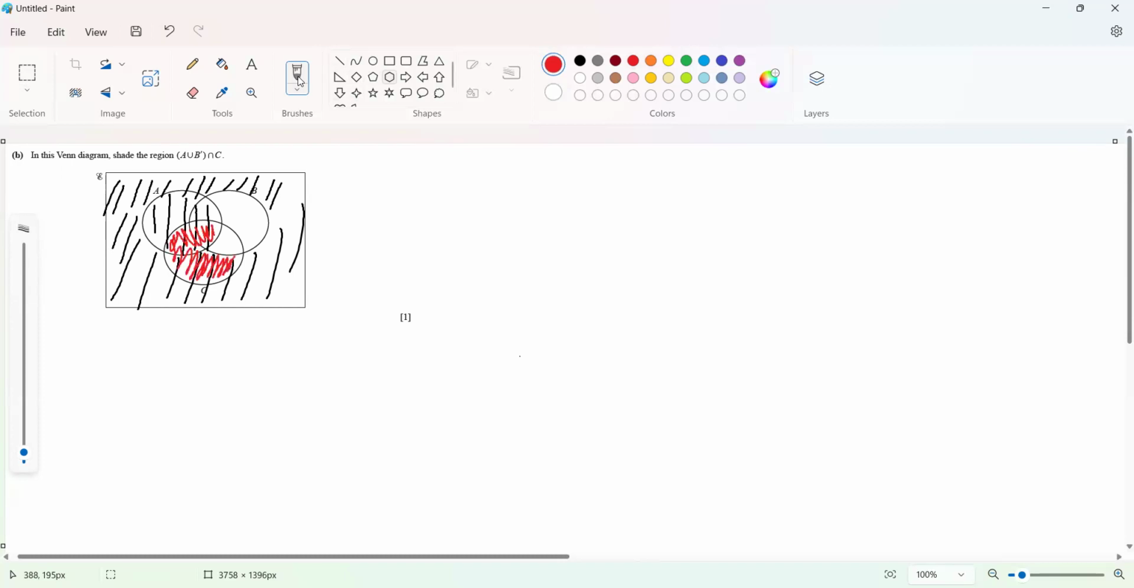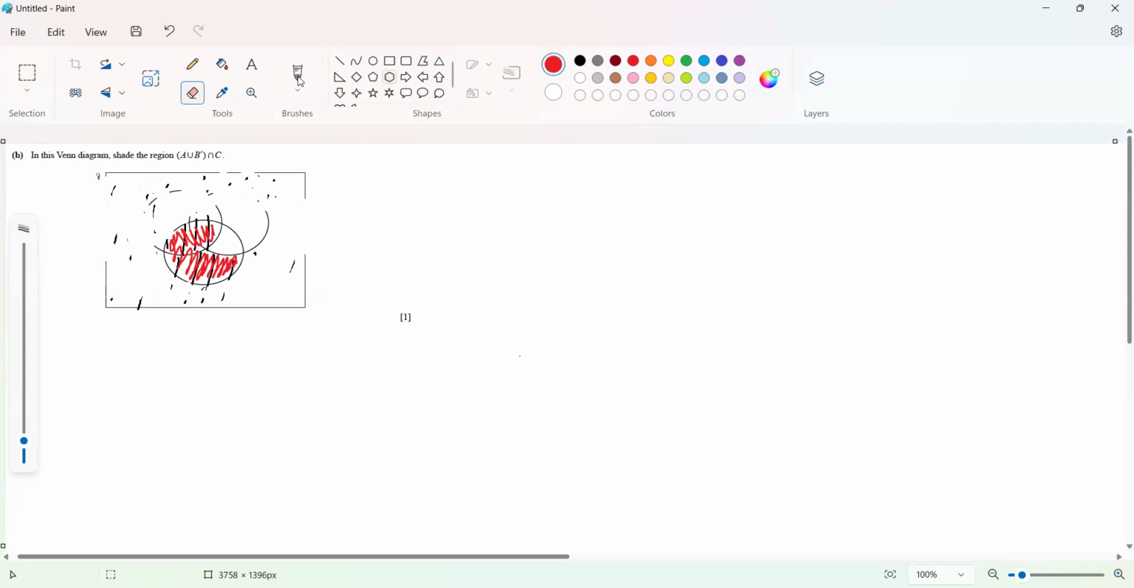Everything else doesn't touch C. So in other words, my answer is only the red region. Everything else is gone. I can't really erase it perfectly, but I hope you know what I'm talking about. We are only interested in the region that is shaded within C only. So only this part is left, right? Can't really erase very nicely on paint, unfortunately.